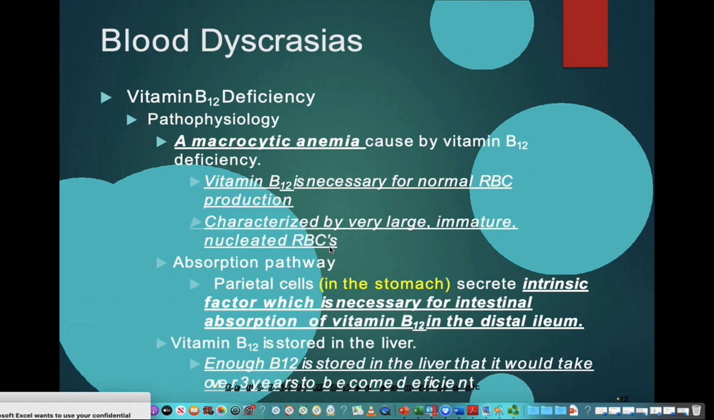So the parietal cells are extremely important in the stomach. They produce hydrochloric acid and intrinsic factor. It's important for B12 to bind to intrinsic factor, but it only does that in an acidic environment. So for people that consume antacids, there will be an issue with B12 absorption.